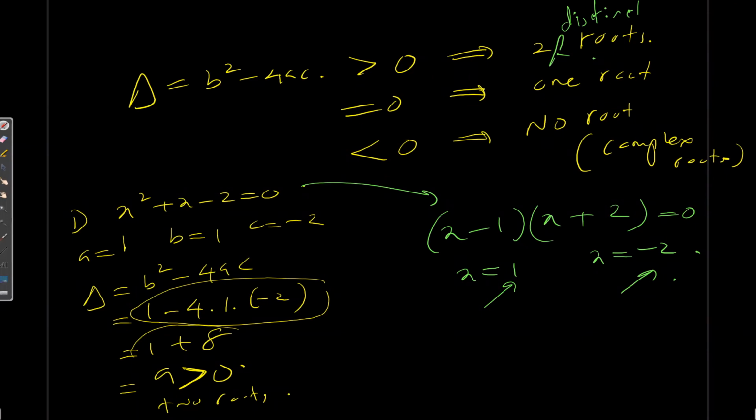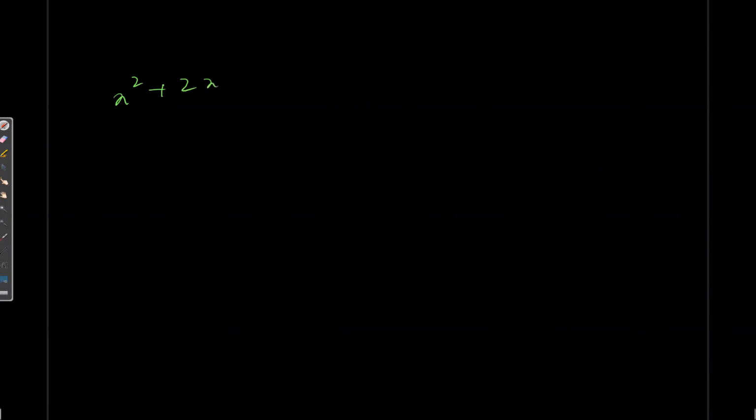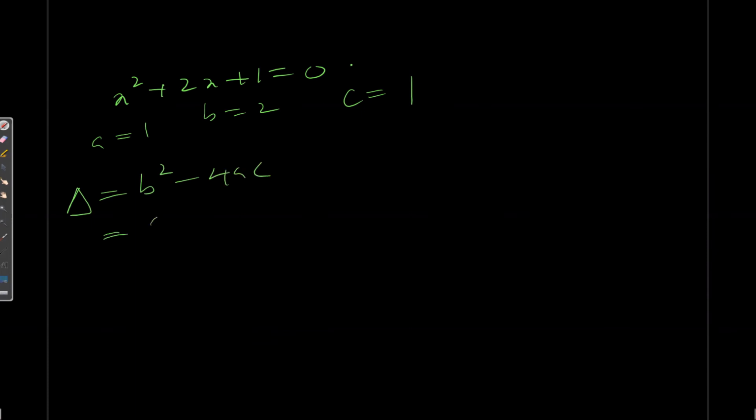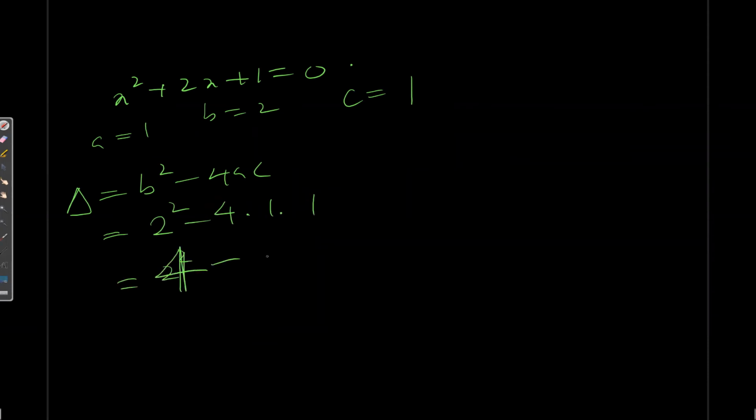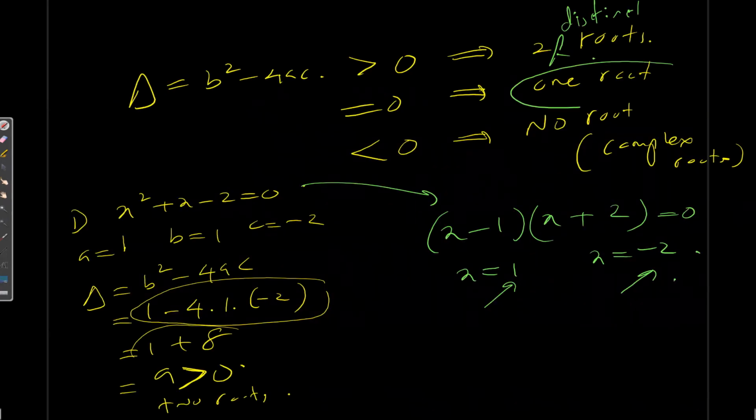Now let's take another example. How about this? x squared plus 2x plus 1 equals 0. Now in this case, a is 1, b is 2, c is 1, positive 1. So the discriminant b squared minus 4ac: 2 squared, which is 4, minus 4 times 1 times 1, 4, it is 0. So in this case, according to our theory, only one root.